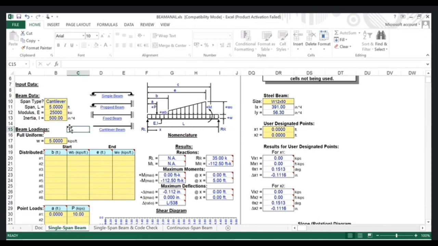So for this one, if we want to reduce our negative moments, we can increase our section size. So it will come under the designing part. So this is only for the analysis. So here it cannot be reduced.